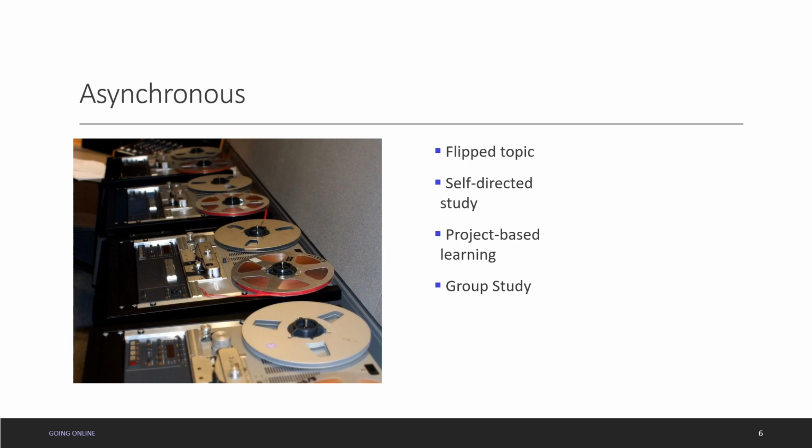Asynchronous, clearly where we're separating the delivery and the consumption. So a flipped topic where you've got a narrated lecture, for example, self-directed study where you've provided lecture notes or reading materials or a study guide for the students in advance. Project-based learning can be asynchronous. In other words, you send the students out over a period of time to undertake an investigation. And certainly group study times can be really powerful, and allowing the students, or directing the students, I should say, to work within their learning groups.